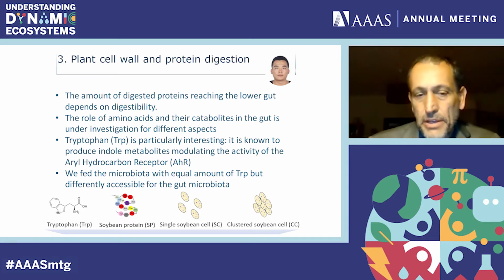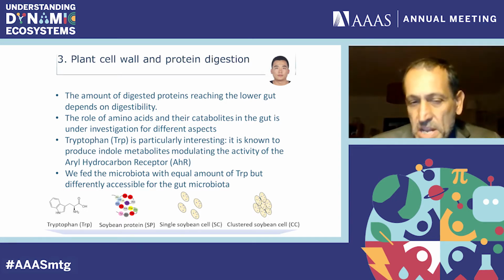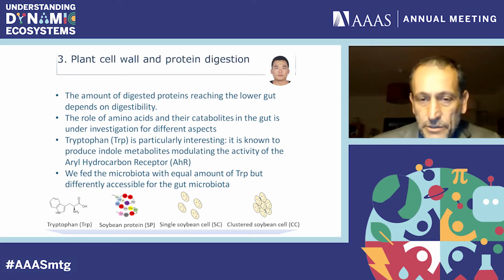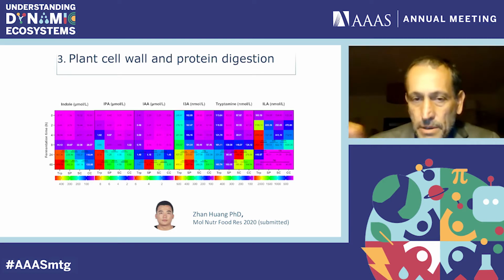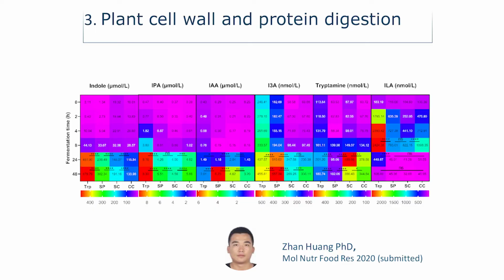So how the gut microbiota use tryptophan, because we know that there is an activation of these aryl hydrocarbon receptors that is an important mediator of inflammation. So Jan provided the tryptophan as a free amino acid, as a part of a soybean protein isolate, or of intact cells again, or even clustered cells of soybean. So different types of accessibility of the tryptophan. And he will look at all the metabolites that are generated by the gut microbiota in the gut.